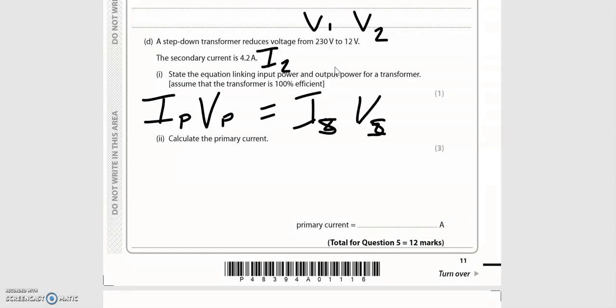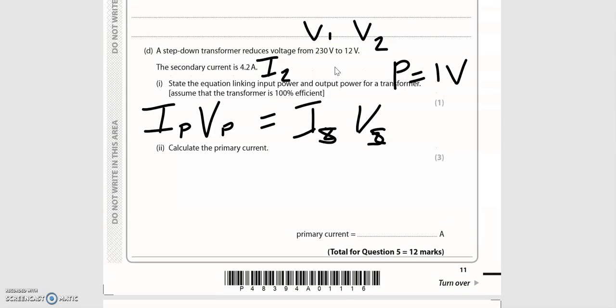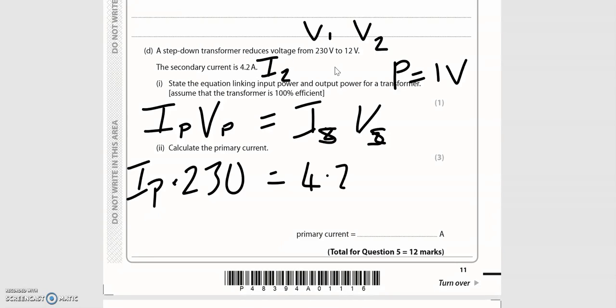Now just to note, this version has come from P equals IV, and we're just letting the power to begin with be equal to the power at the end. That's what the 100% efficient bit of information is telling you. So now we've just put the numbers in, just make sure you get them in the right place. We're calculating IP, don't know that yet. VP is 230, and then your secondary current is 4.2, and your secondary voltage is 12. So rearranging all of that, you should end up with a primary current of 0.22 amps.